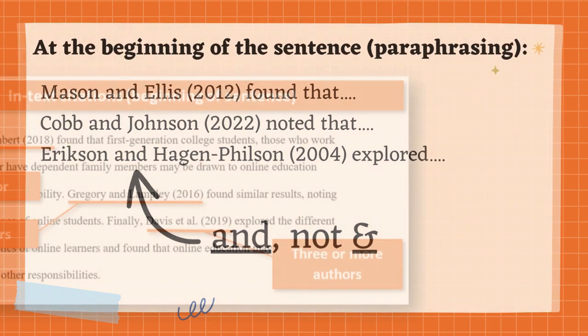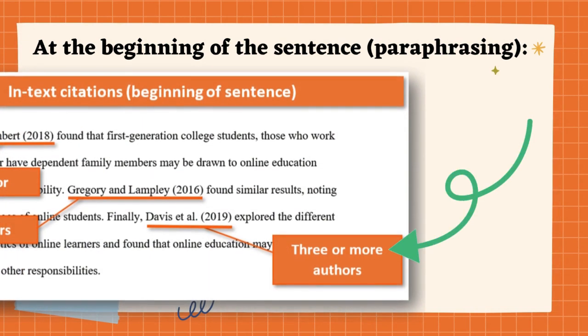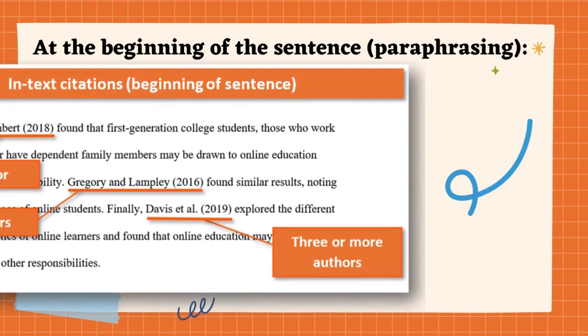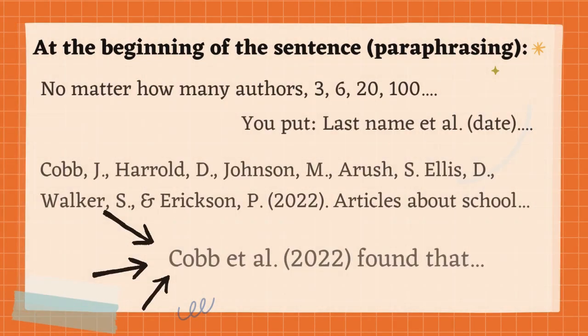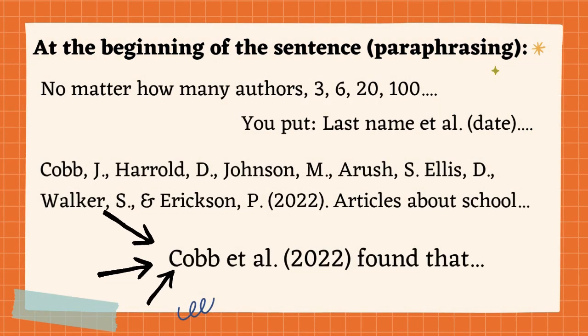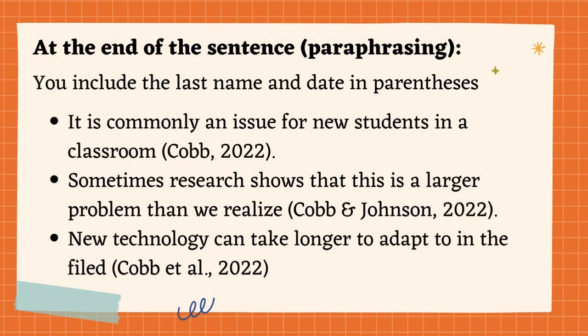When you have three or more authors, regardless of how many, you use Davis et al., and then the date in parentheses. So regardless of the number of authors, you will always put the first last name listed, et space al dot, and then you'll put the date in parentheses. For this example, it would be Cobb et al. 2022 found that. While you may sometimes use a citation at the beginning of the sentence, most of the time people put it at the end.